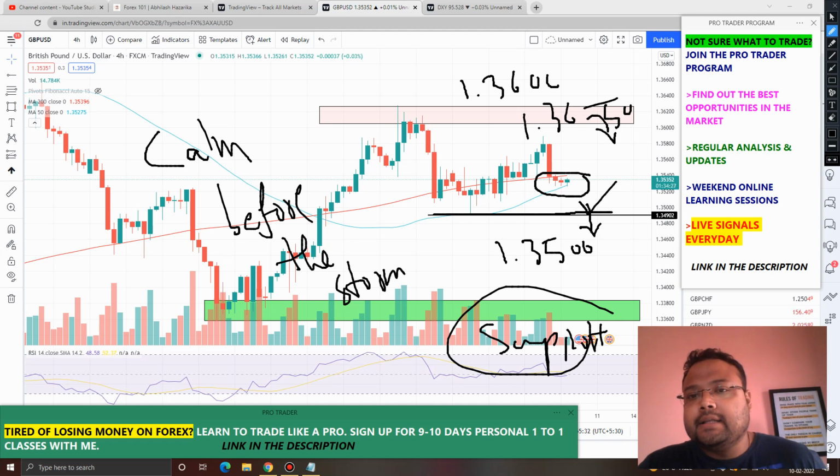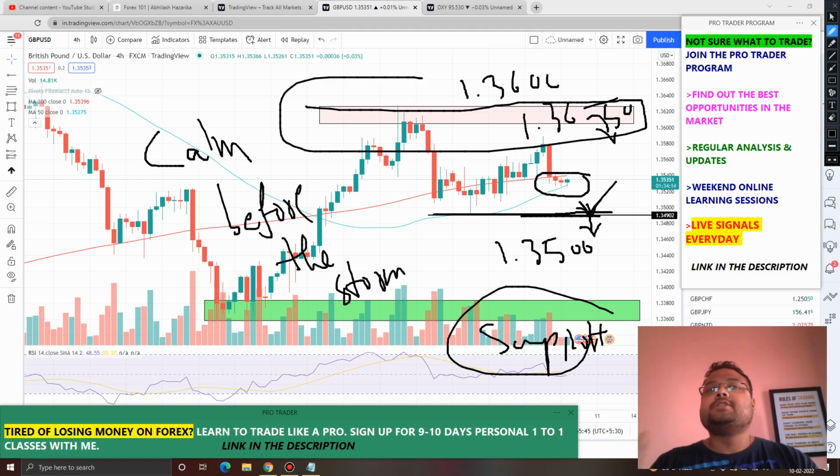Okay, and this is your support zone. Good possibility of a reversal. If it breaks, take a sell position. If the market goes up, then we have a high chance of the market reversing from this resistance as well. So these are the levels on the chart of GBP USD right now according to my analysis.